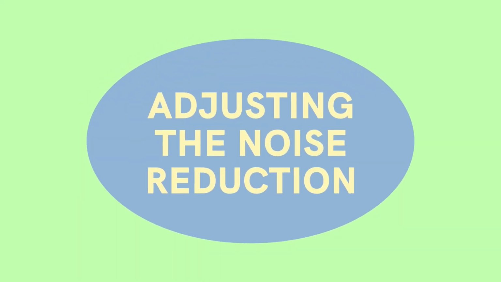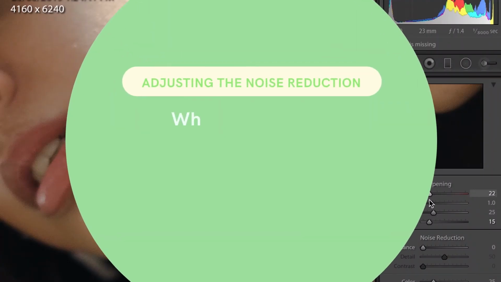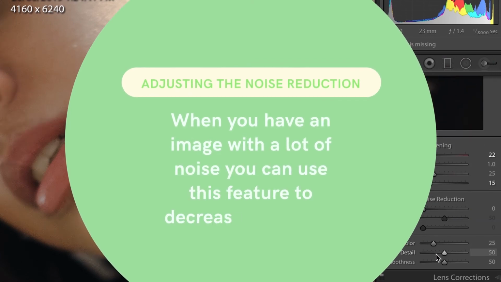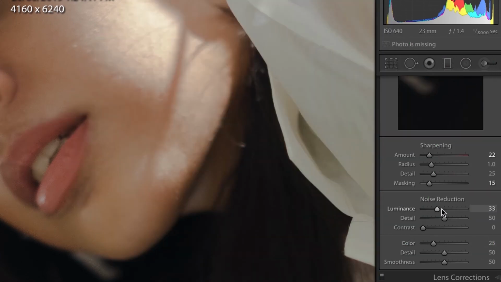When adjusting noise reduction, you'll have your image with a lot of noise. You can use this feature to decrease the amount of noise, but just be careful when you're using this feature, because if you do too much, your image might end up looking too smudgy and it will lose its clarity.